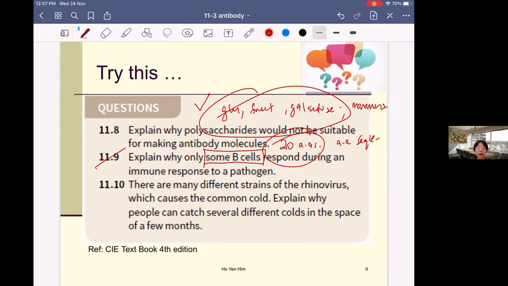Lo Wen Tao asks, mast cells are found in all the tissues in the body, okay? Yeah, Martin, correct. Only some B cells have the specific antibody receptors. Yes, correct.